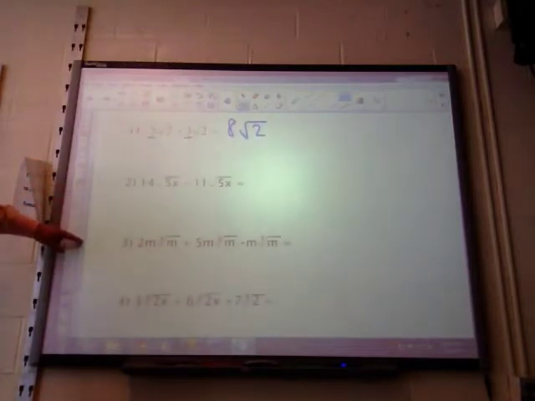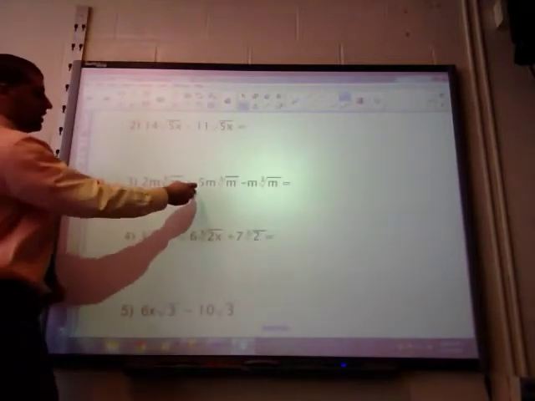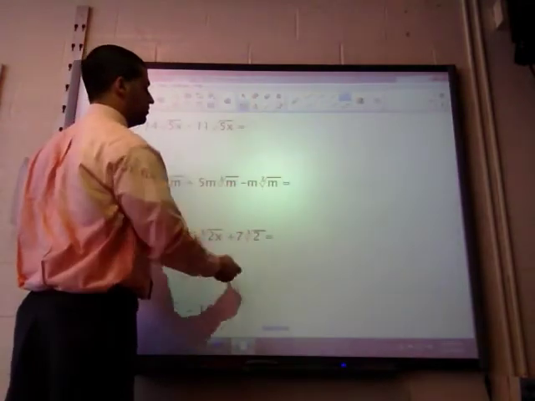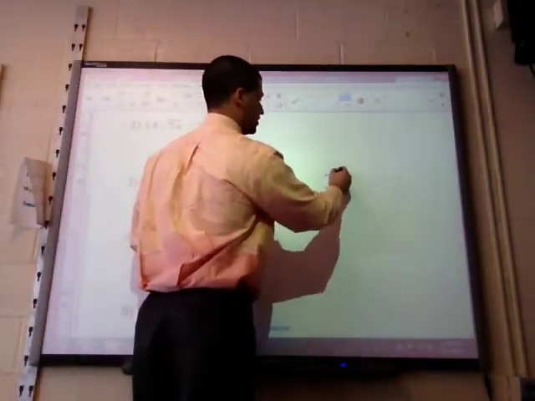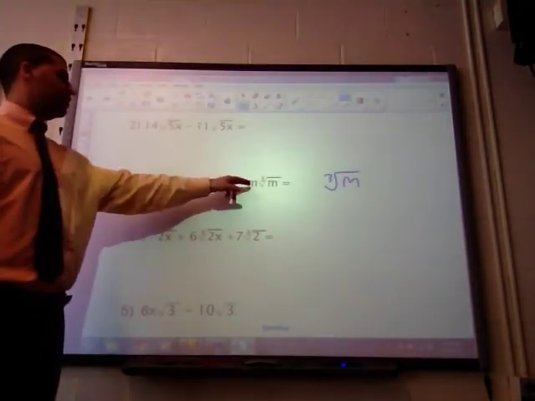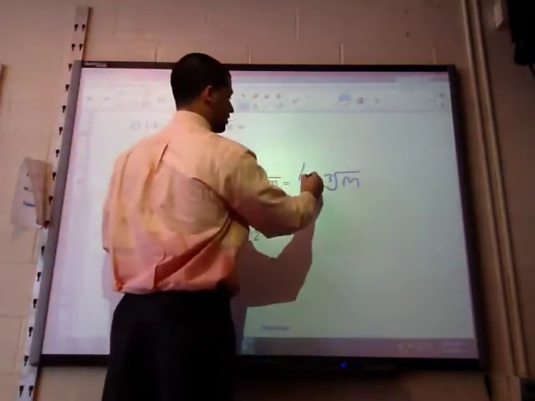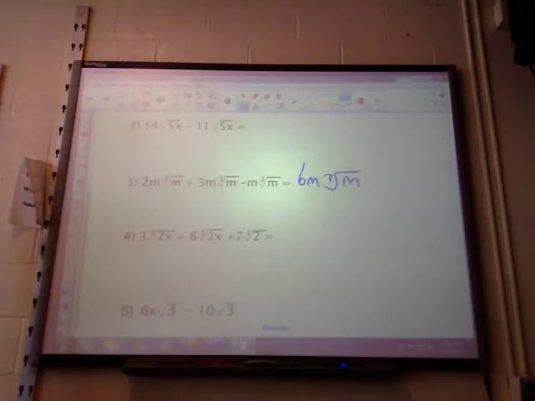Number 2, I want you to try. Number 3, 2m cube root m, 5m cube root m, minus m cube root m. So we're talking about everything cube root m. So that's good. And you have 2 plus 5 is 7, minus 1 is 6m cube root m. So far, so good. I think you guys can do the rest of these.